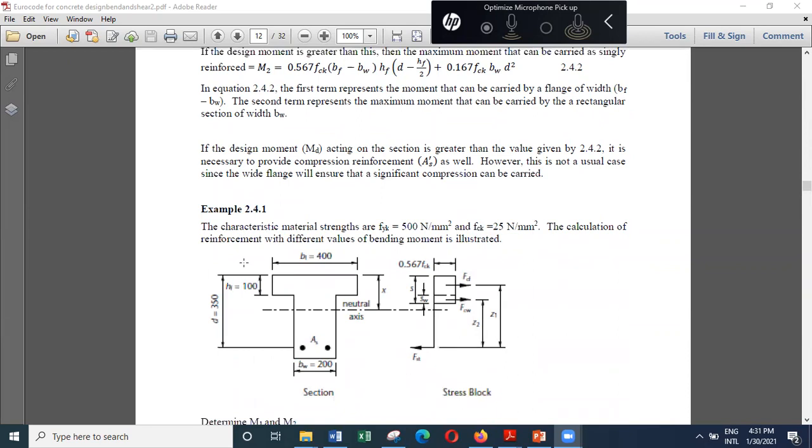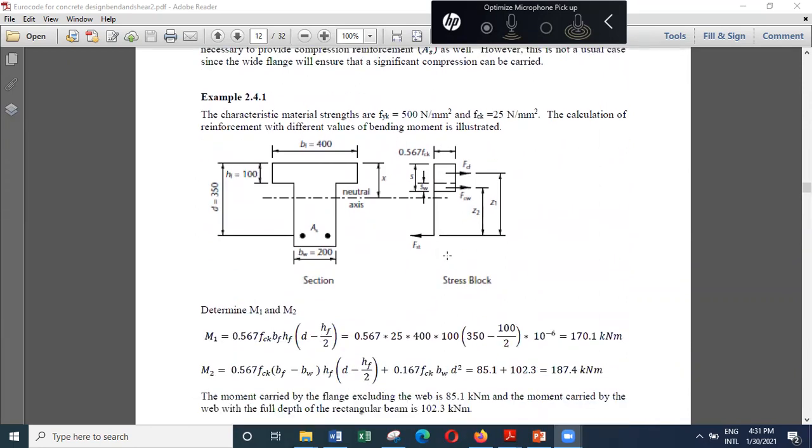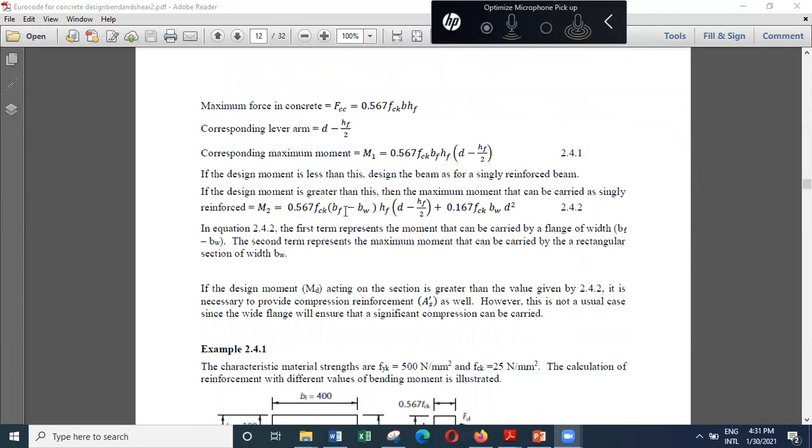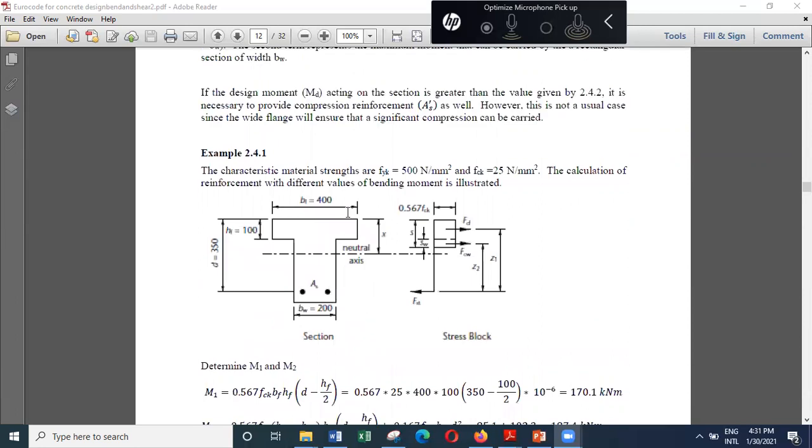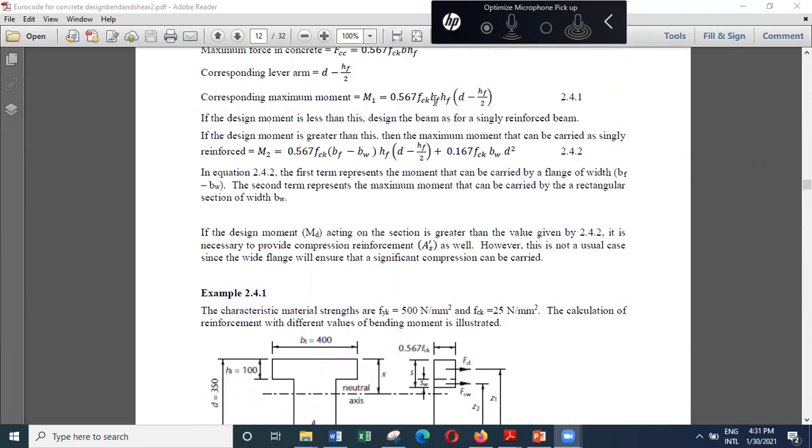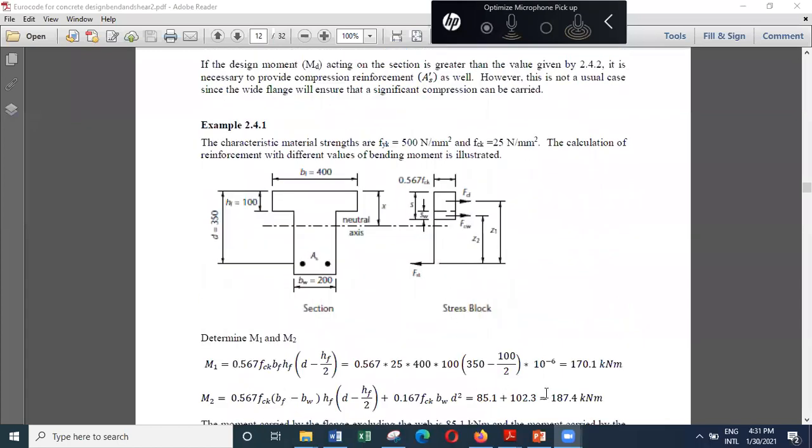So this is an example. The characteristic material strength is FY 500, FCK 25. And then we consider that determine M1 and M2. And you can just substitute in these equations. 0.567, FCK is 25, width is 400, depth is 100, D is 350, and you can just substitute and get the answer. M1 is 170, M2 is 187.